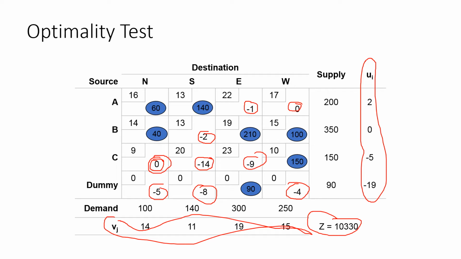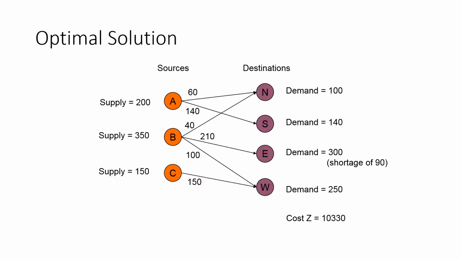The solution is Z equal 10,330, and we figured that out by multiplying the 60 by the 16, plus the 140 by the 13, and the 40 by the 14, and the 210 by the 19, and so on. Only for the basic variables you end up with this cost function, or this Z function, and this is the optimal solution, basically showing only the connections between the sources and the destinations for the allocated routes.